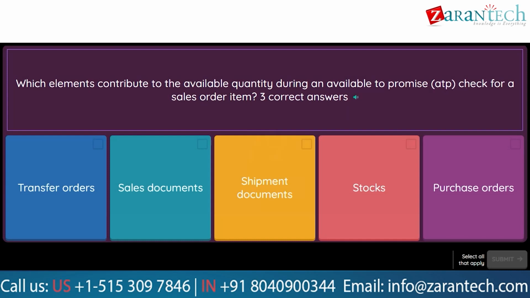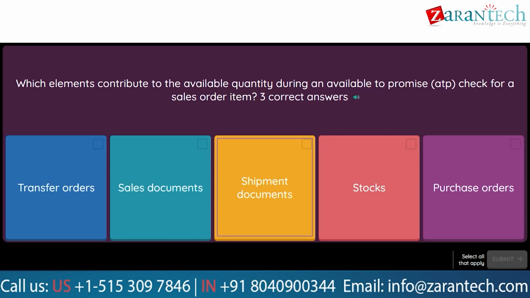Question: which elements contribute to the available quantity during an available to promise (ATP) check for a sales order item? 3 correct answers. Option 1 Transfer orders. Option 2 Sales documents. Option 3 Shipment documents. Option 4 Stocks. Option 5 Purchase orders.